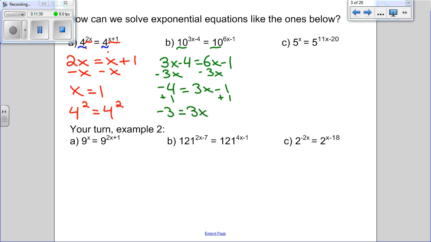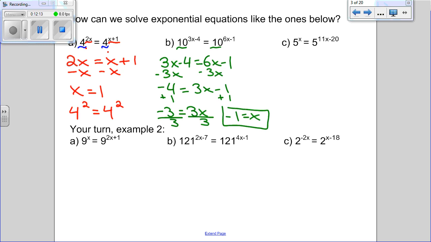Negative 1 equals x. Again, you can test that out. Put negative 1 into your equation. See if they actually equal the same thing. They would. So I moved all my x's to one side. I subtracted 3x from both sides. It gave me negative 4 equals 3x minus 1. Then I moved my constants to the other side, so I added 1 to both sides. I had negative 3 equals 3x. And then I divided both sides by 3 to get x by itself.